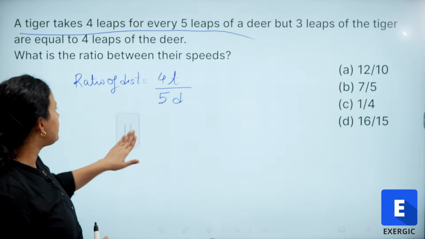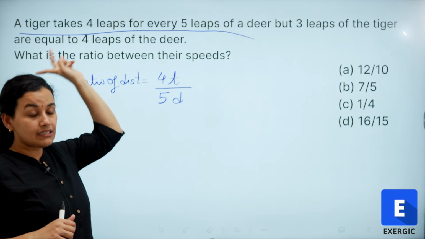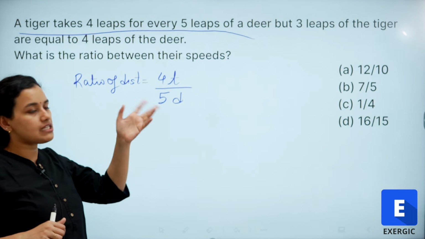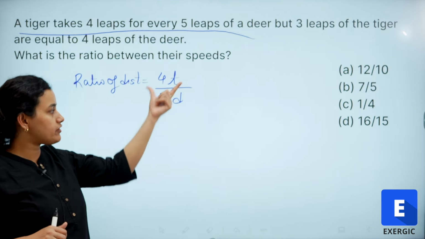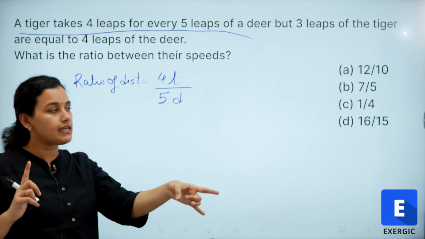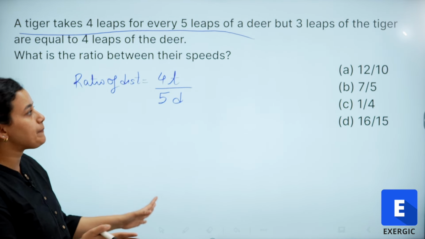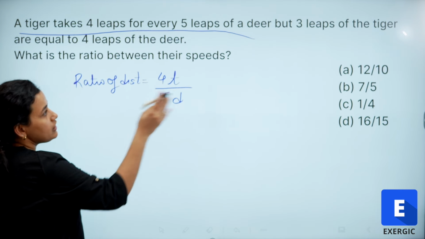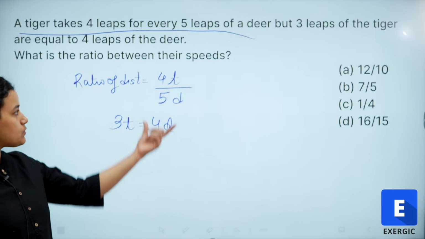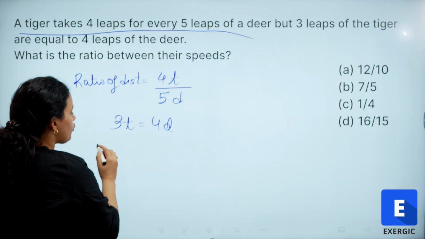So if I want to find out the ratio of the distances, I have been given that the tiger takes 4 leaps for every 5 leaps of a deer. So whatever is the ratio of the distance that they are covering in the same time, it is 4 leaps of tiger divided by 5 leaps of the deer. In the same time, the tiger is taking 4 leaps and the deer is taking 5 leaps. Clear? Next information, 3 leaps of the tiger is equal to 4 leaps of the deer. This is what I need in order to get a ratio, we just need to put in the values of t or d.